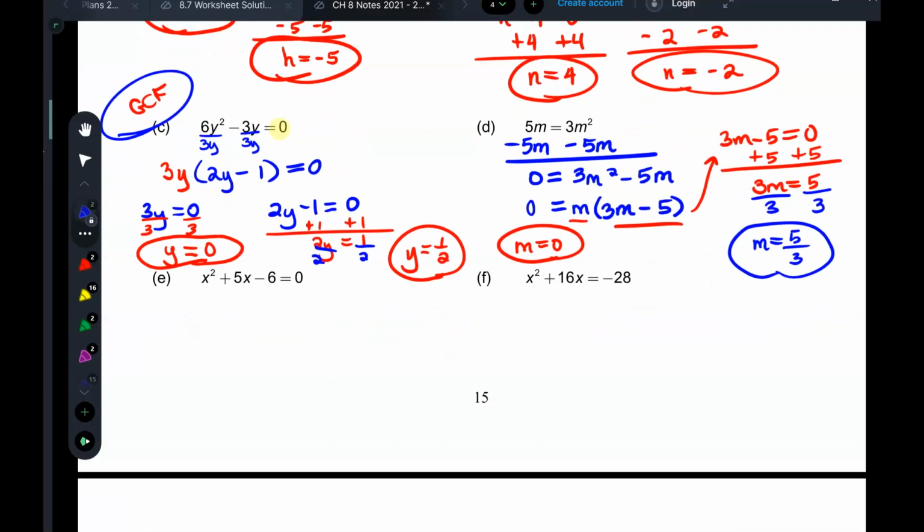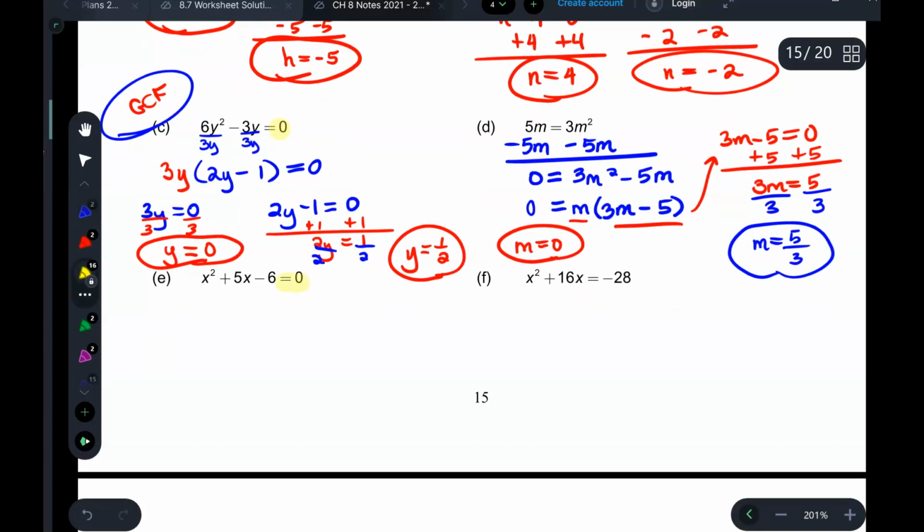Okay, next one is already equal to 0. Now, do I have any GCF here? No. Is there anything in front of the x squared? No. So I can go right to my factoring.